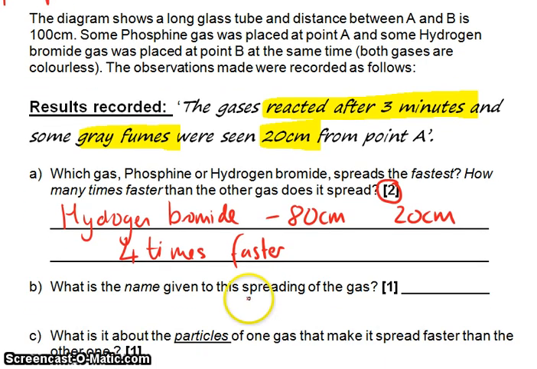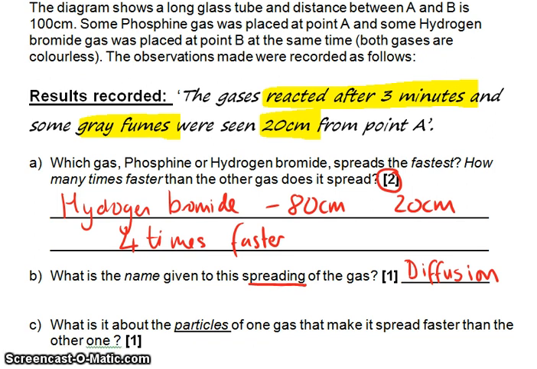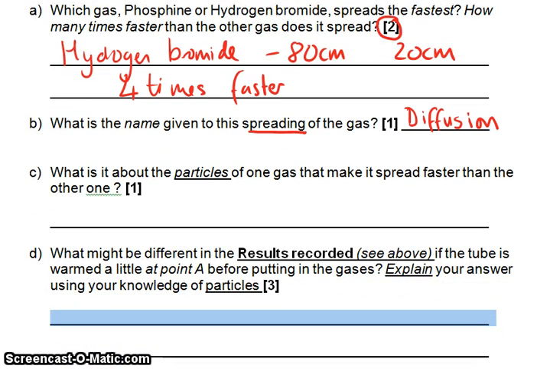Okay, what's the name given to this spreading of the gas? Hopefully you should be familiar with this because you should have seen lots of experiments on it, and it's diffusion. What is it about the particles? The specifics about the actual particles themselves of one gas which make it spread faster than the other one. If we think of some characteristics of the particles, it would normally be due to the size, or the mass, of the particles. The lighter ones would move the furthest, the heavier ones would take longer to diffuse.